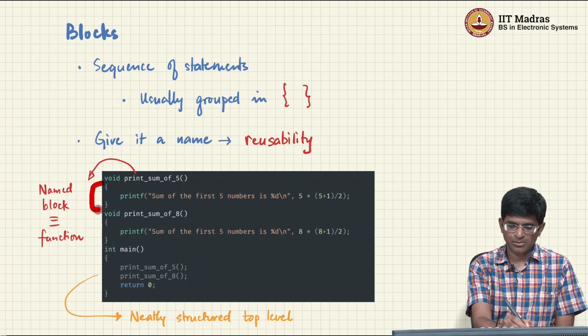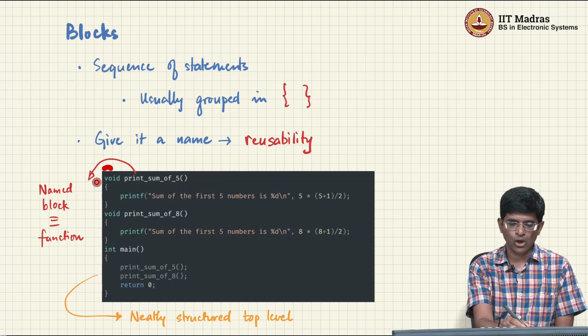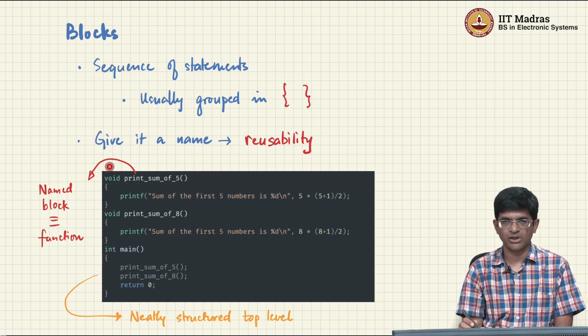The same statement, that printf statement that we had, I put it within curly brackets so that it became a block and I gave it a name, void print sum of 5. Okay. This void is a special keyword in C. For the time being you can ignore it. Basically what it says is that this particular block of code does not return a value. It just performs a computation, you call it, it will do something and it's done, right?